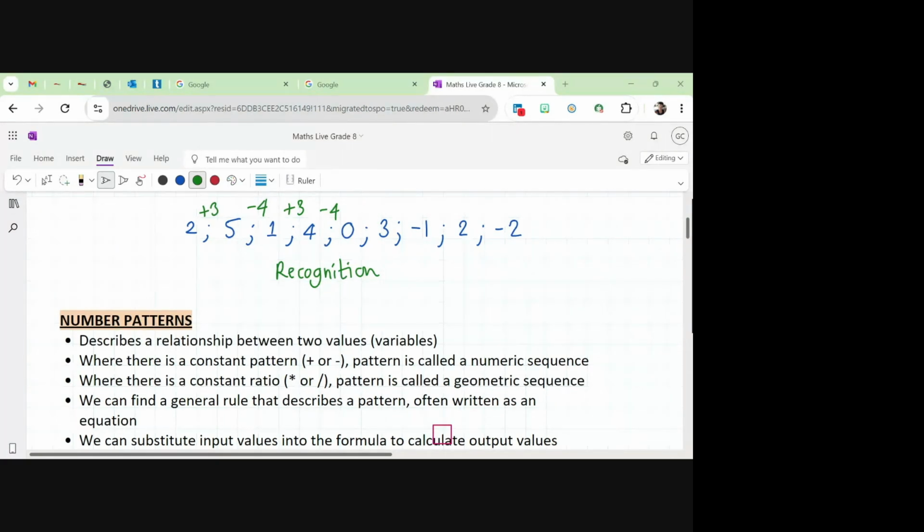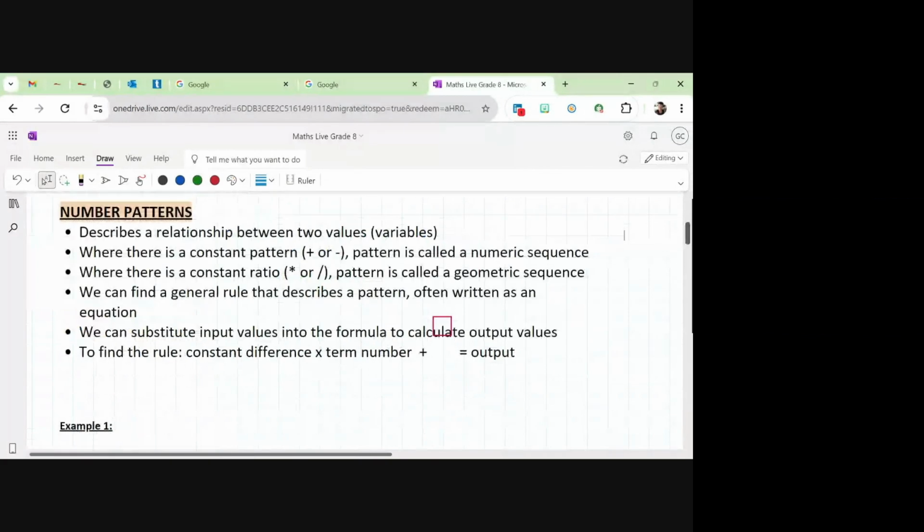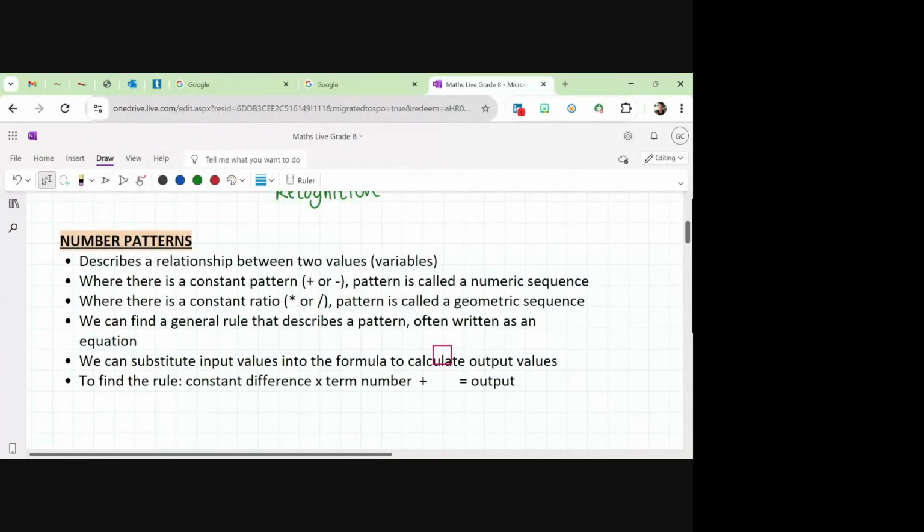Okay. All right. So what do number patterns actually do? So what they're doing is they're describing a relationship between two values. So there's always one thing happening and something else is explaining exactly what is happening. And we call these two values variables, and we're going to see how they work. And we've all heard this word variables. We've done algebra before, and we can see that.